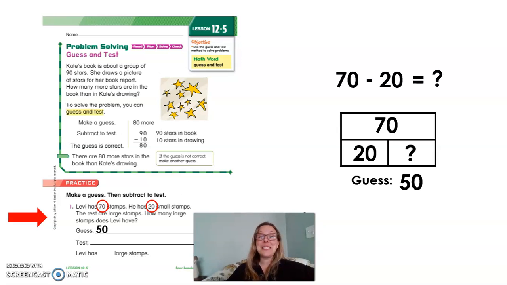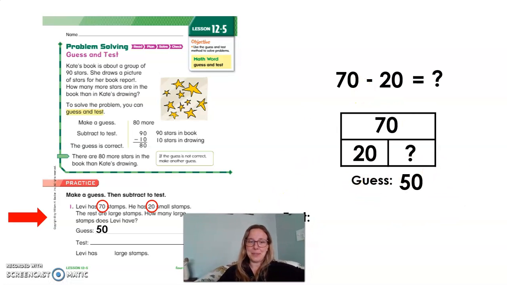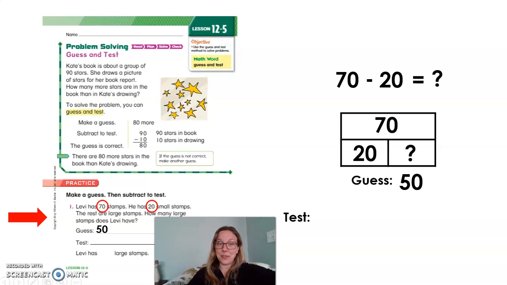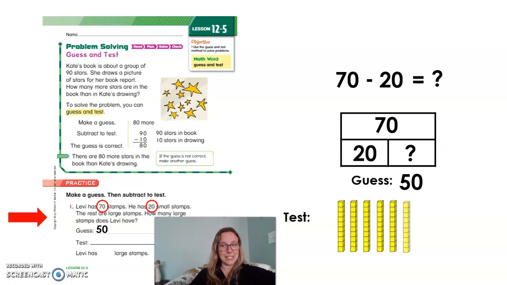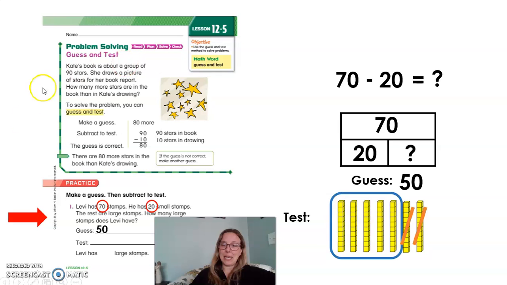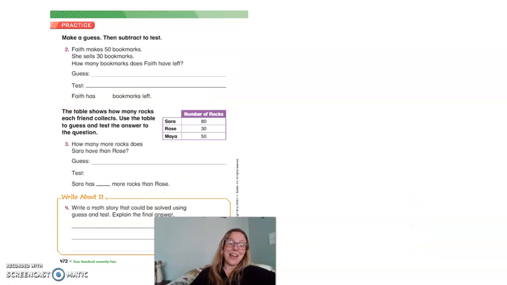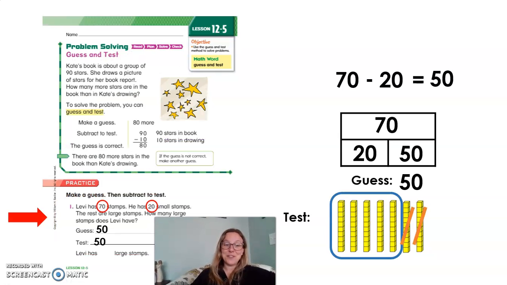Now we're going to test our problem here to see if we got the correct answer in our guess. So we'll draw out our 70. That's 10, 20, 30, 40, 50, 60, 70. And now we're going to take away 10, 20. And that leaves us with this remaining amount, which we have 10, 20, 30, 40, 50. So our answer is 50. Levi has 50 large stamps, so we were correct in our guess.